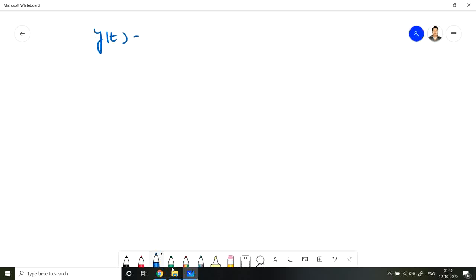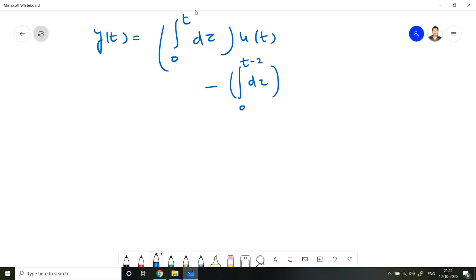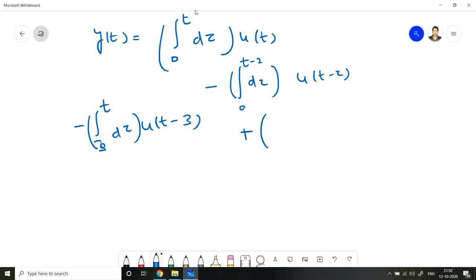We will get y(t) is equal to the integral from 0 to t of d tau multiplied by u(t), minus the integral from 0 to t minus 2 of d tau multiplied by u(t minus tau), minus the integral from 3 to t of d tau multiplied by u(t minus 3), plus the integral where the lower limit is 3 and the upper limit is t minus 2 of d tau multiplied by u(t minus 5).